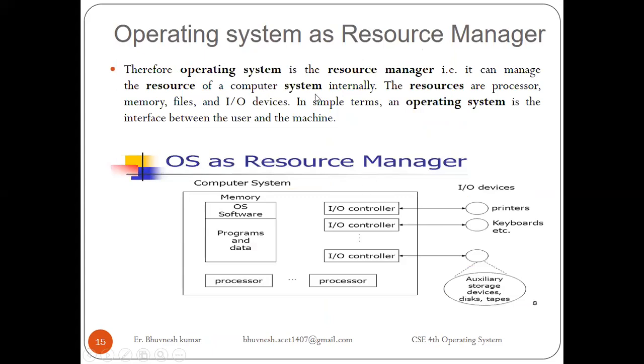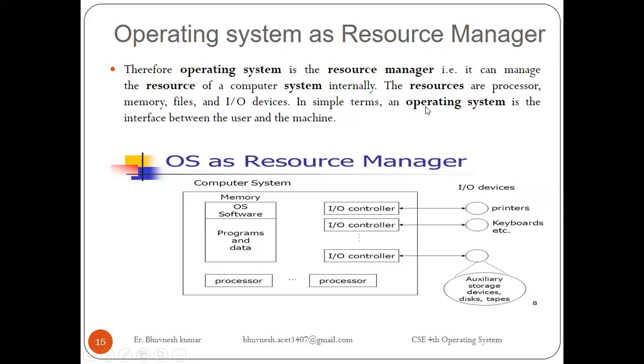Then further, in the operating system, the functionality is there. The operating system is a resource manager; it manages your resources. What types of resources are there? Your printer, your keyboard, your mouse, your file, your hard disk. Therefore, in resource management, the operating system can manage the resources of the computer system internally. The resources are processor, memory, file, and input output devices.